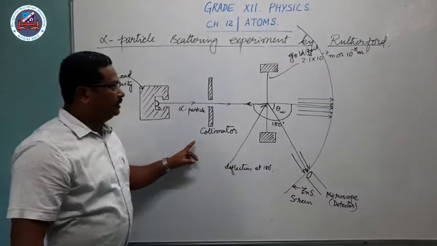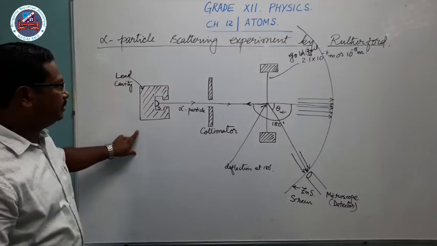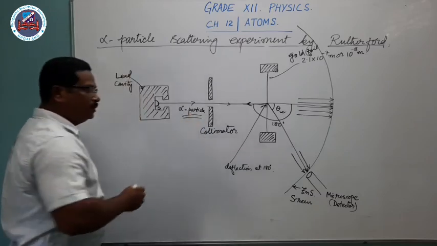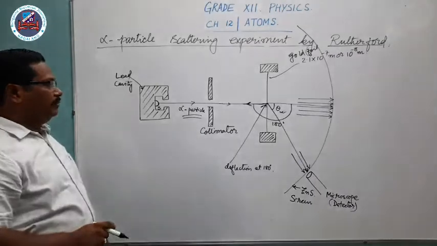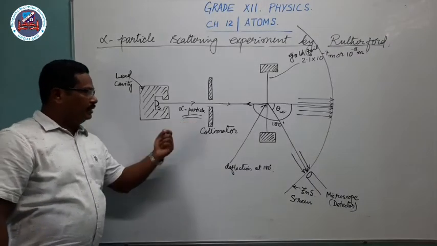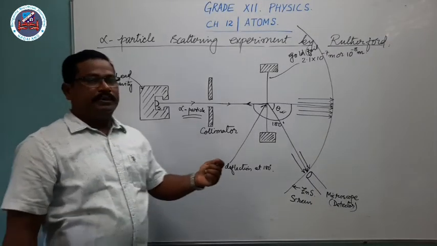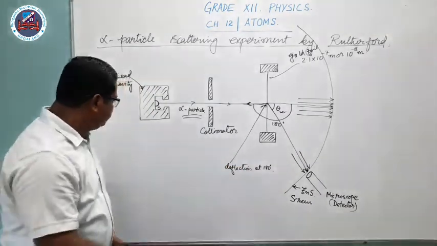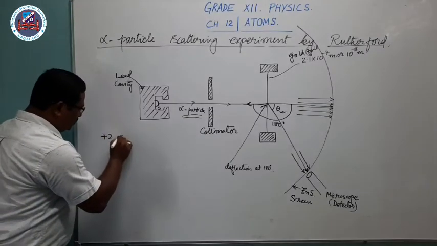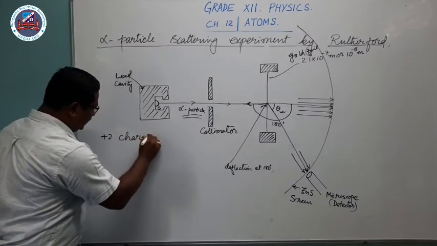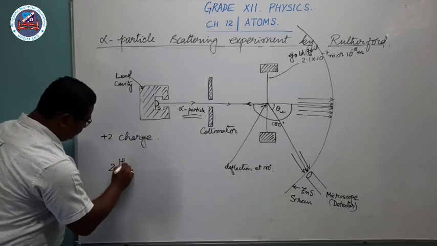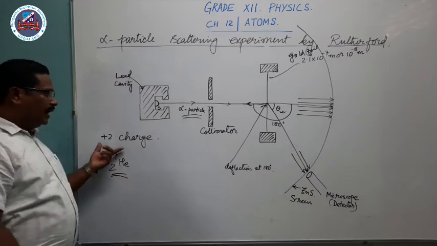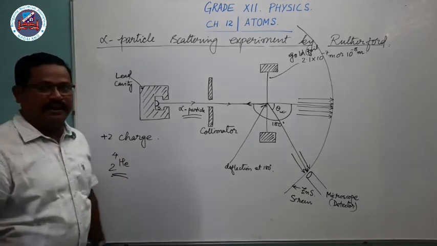Before proceeding further to the conclusions made by Rutherford, let us know about this alpha particle a little bit. You may be thinking, what is an alpha particle? Alpha particles are doubly charged helium nuclei. They contain a +2 charge and they assemble to a helium atom. This is your alpha particle. They are produced during alpha decay.